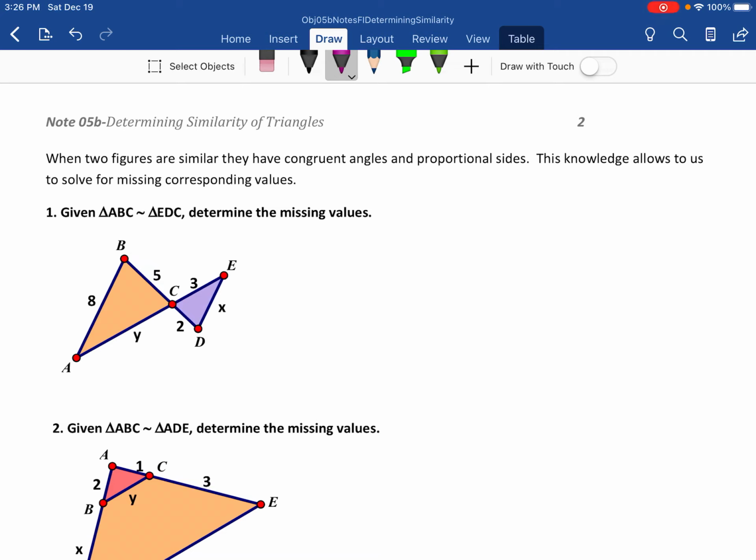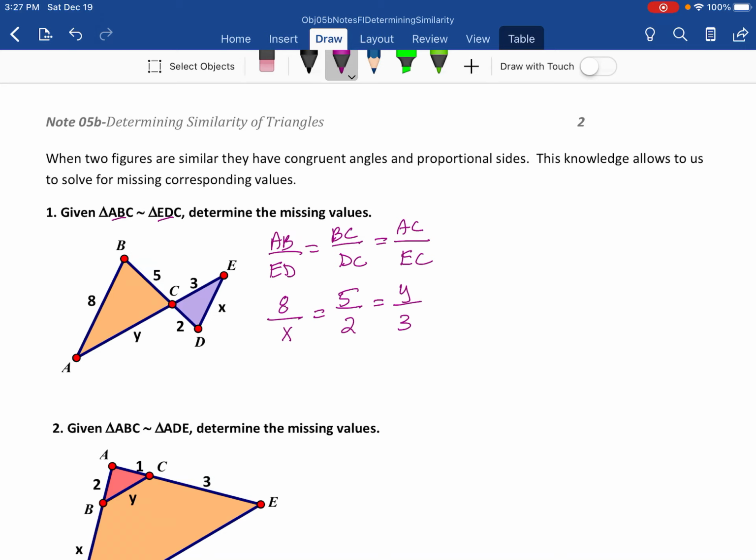So for this right here, it says triangle ABC is similar to EDC. So I know, like, side AB over ED is equal to side BC over DC, which is equal to side first letter, last letter, AC over EC. Okay, AB is 8. I know ED is X. BC is 5. DC is 2. AC is Y, and EC is 3.